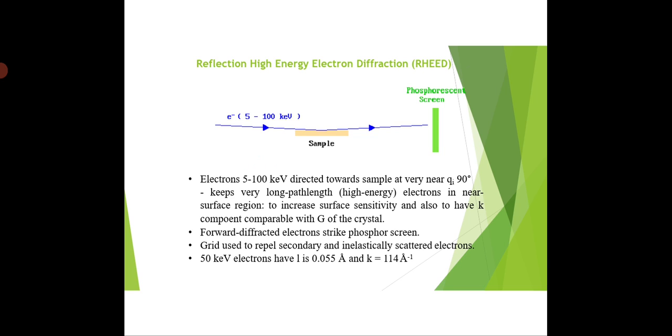Forward diffracted electrons strike a phosphor screen, with a grid used to repel secondary and inelastically scattered electrons. 50 kiloelectron volt electrons have a wavelength of 0.055 angstrom and K equal to 114 angstrom inverse.